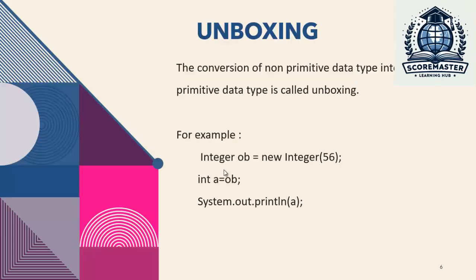Coming on to unboxing, the conversion of non-primitive data type into primitive data type is called unboxing. For example, if you take Integer ob and here I store 56, and this ob is transferred to a primitive data type, when we print System.out.println(a), I can just unbox it. So the conversion of a non-primitive data type, our object, to a primitive data type, we call it unboxing.